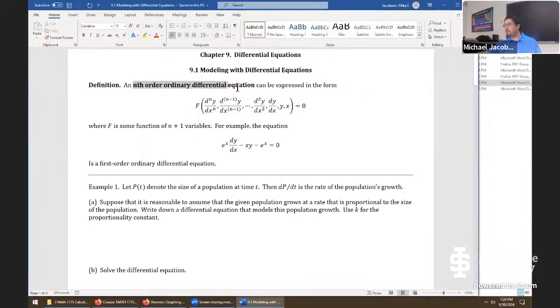An nth order differential equation is a function, so uppercase F, that combines an nth order derivative with the n minus 1th order derivative all the way to the second order derivative, the first order derivative, the function, and the variable into some equation set to 0.